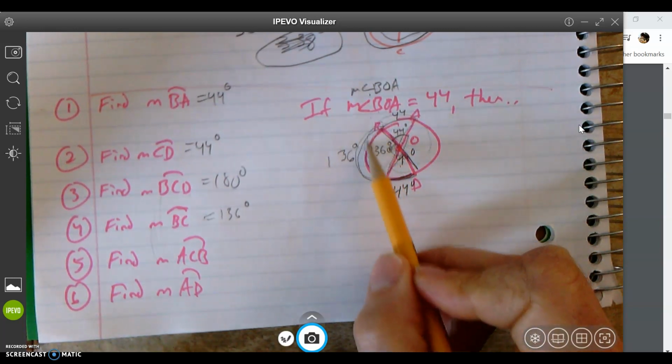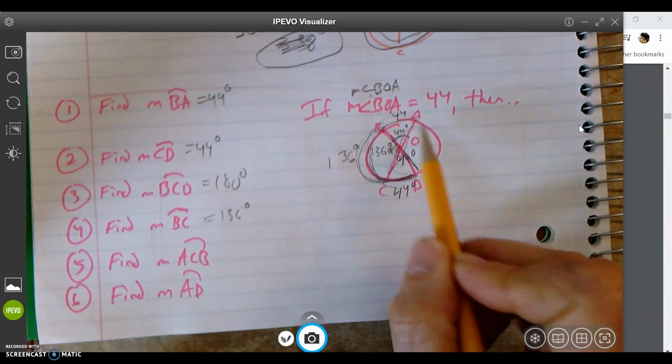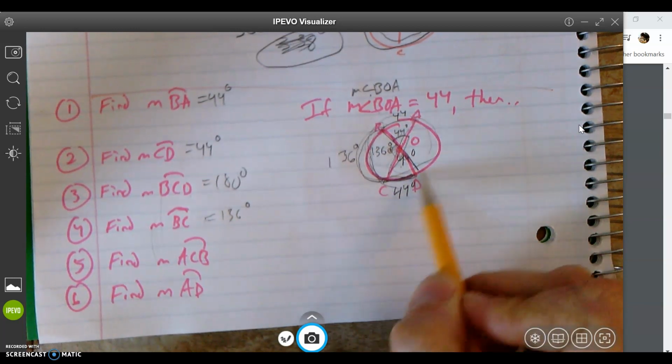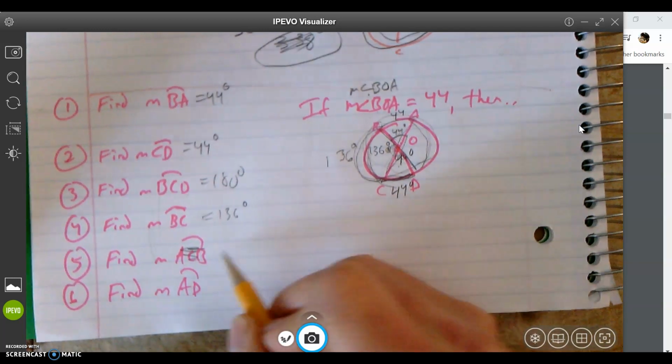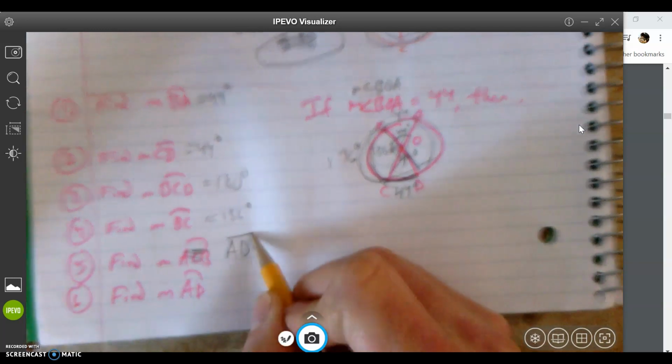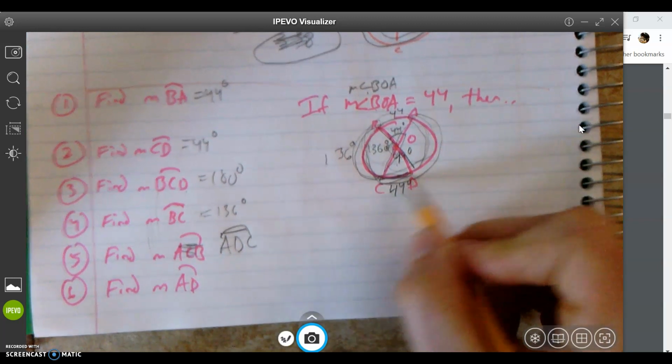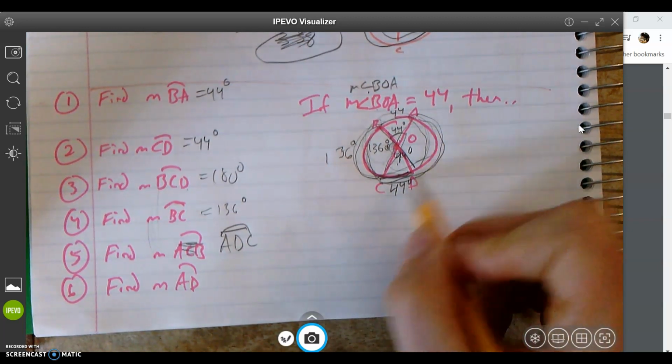ACB. I think it's an ADC. I think that's what it means, ADC. This is written correctly. Measure arc ADC. That's the problem. So ADC right here. So what's that going to be?